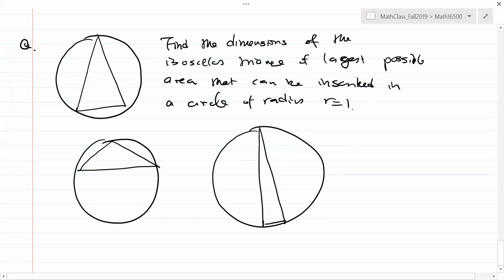Okay, I'll give you a couple of minutes to test how good you are at geometry. This is just a simple geometry problem like rectangles and triangles. It's a triangle, but it's inside a circle. Okay, the dimensions of the triangle.